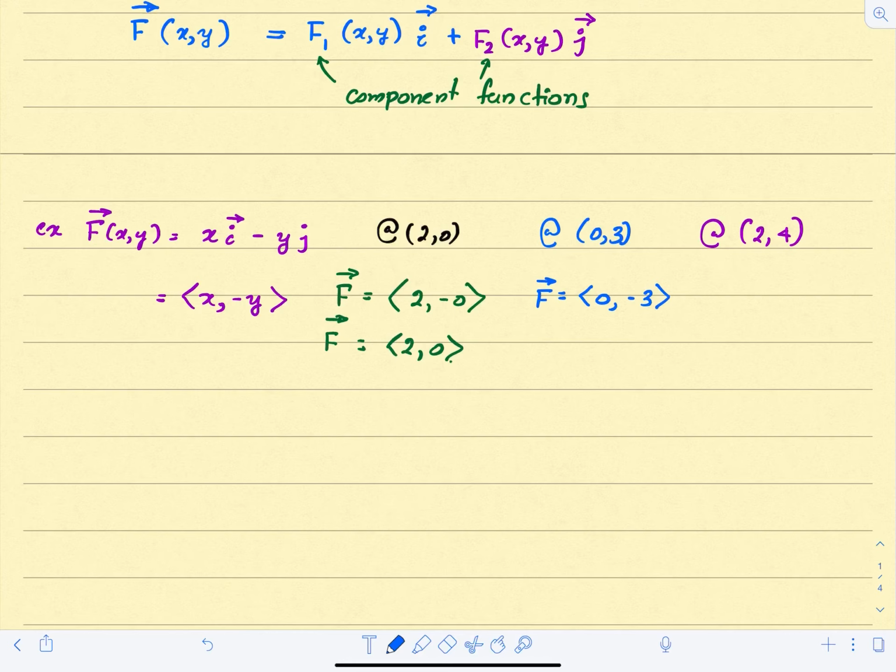Similarly, we can find the vector at the point (2, 4). The x component is 2. So the first component of the vector function is the x coordinate, which is 2. The second component of the vector function equals the negative of the y coordinate. So it should be negative 4.